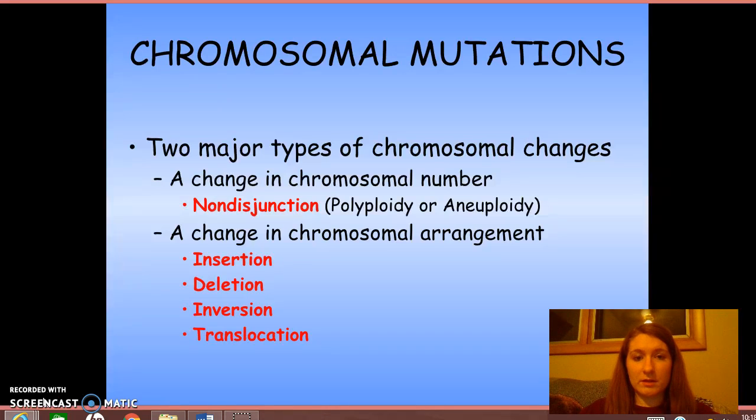In this video we're going to talk about chromosomal mutations. There are two major types of chromosomal changes: a change in chromosomal number and a change in chromosomal arrangement. A change in chromosomal number results from non-disjunction, and that can be called a polyploidy or an aneuploidy. And a change in chromosomal arrangement can result from insertion, deletion, inversion, or translocation.